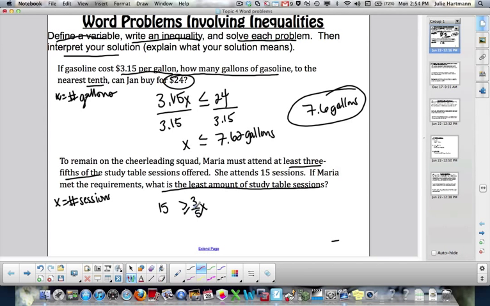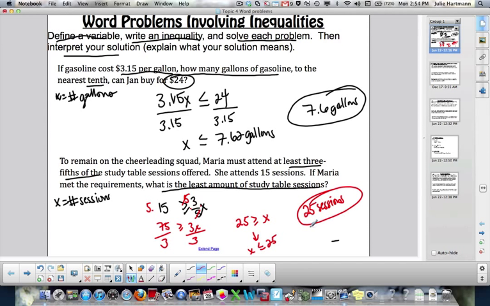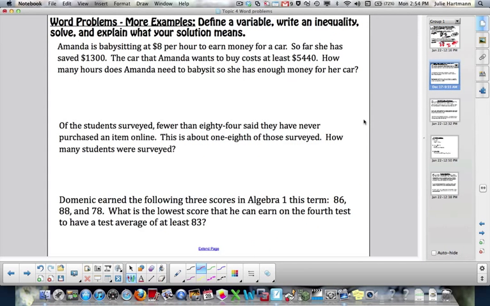We have a denominator. This is multiplication, and when you have a fraction, you can multiply both sides by the denominator to get rid of it. 5 times 15 is 75. On the right side, the 5's cancel. It's greater than or equal to 3x. Divide by 3, you get 25 is greater than or equal to x. Or, if you just flip that around, x is less than or equal to 25. So the least amount of study table sessions, there would have been 25 sessions. Okay, that is the second one. Let's go on and look at some more.